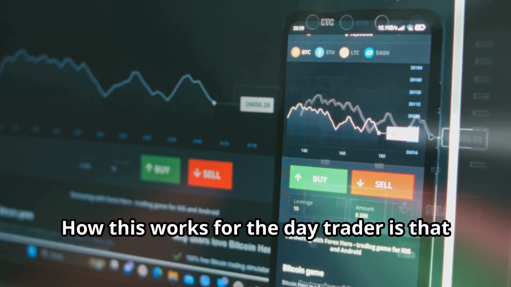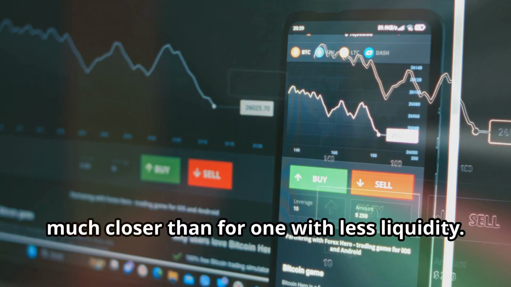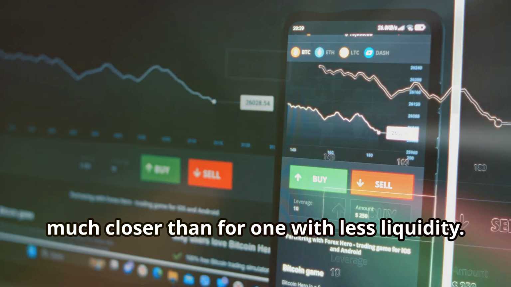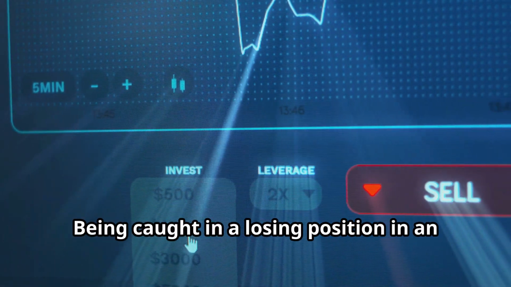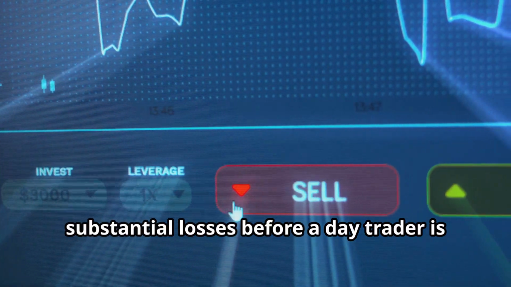How this works for the day trader is that bid and ask prices in a liquid asset are much closer than for one with less liquidity. Being caught in a losing position in an asset with low liquidity can result in substantial losses before a day trader is able to get out of the trade.